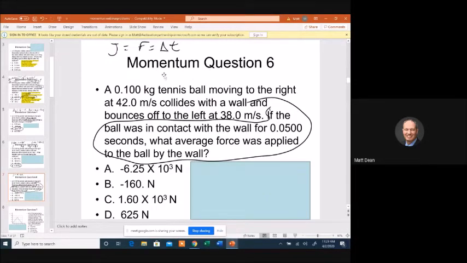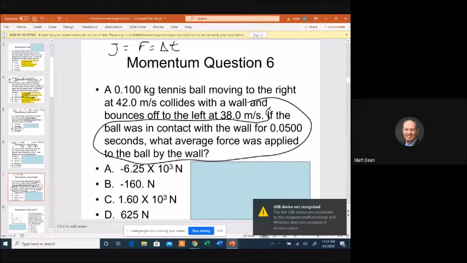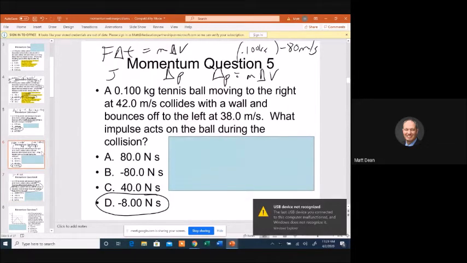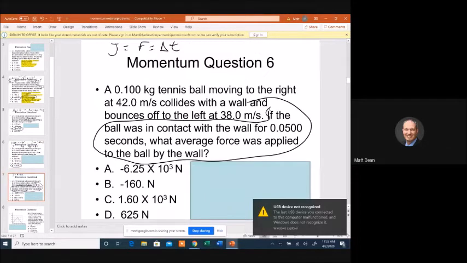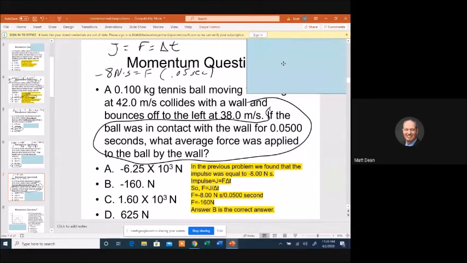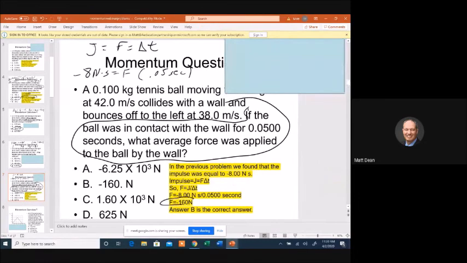We calculated in the previous problem that the impulse was equal to -8. That's the impulse. We're looking for the force, and we know here that the time is 0.05 seconds. We'll worry about significant digits in a minute. So if we solve this out, we're going to divide both sides by 0.05. We're going to end up with a force acting on this of -160 newtons.